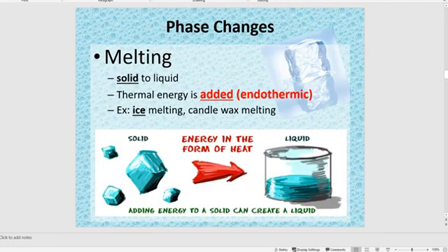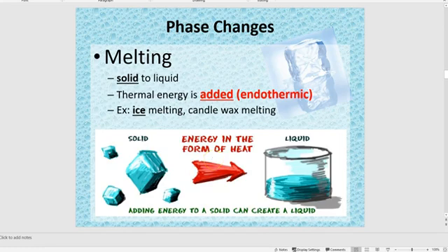So let's go over our first phase change. The first phase change, finding your notes where it says melting. Melting is when a material goes from solid to liquid. So that would be like an ice cube melting into water. We would say that thermal energy is added, so this is an endothermic reaction because heat is going inside. Candles also melt. Wax melting is another good example. Try to draw pictures if you have space provided.